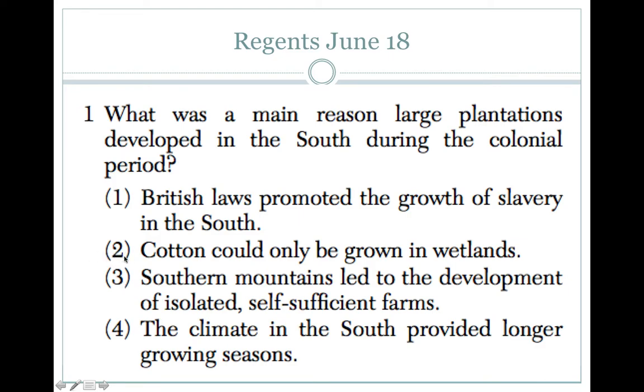Because 2 is very specific, so they're probably not going to get that specific on the test. So I would take 2 and 3 out, get left with 1 and 4, and I'm going to just go with 4 because they're talking about why large plantations developed, and this would be the best fit for that question.